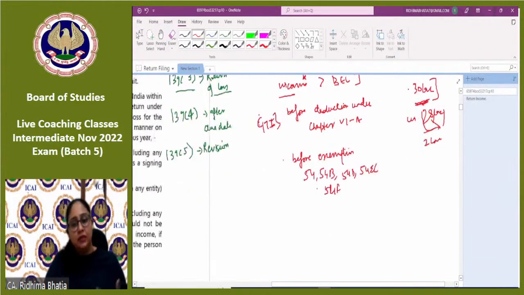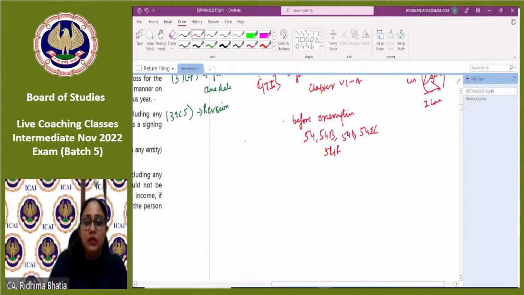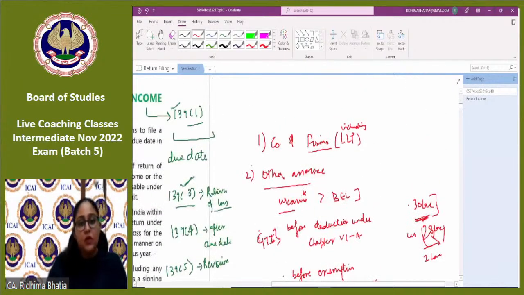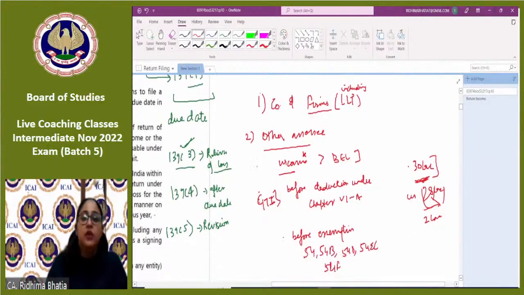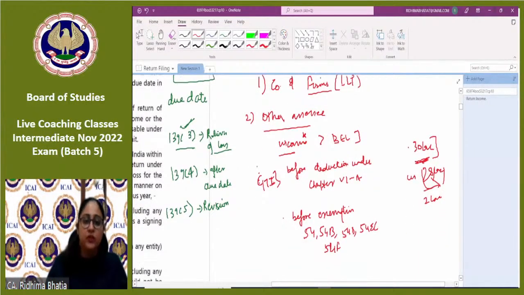Later, as and when things got more on a global level, the resident side, all of these things, the government added odd provisions as well. So first is companies and firms, that they have to file the return of income. Then other assessees, when they have income more than the basic exemption limit, they have to file the return of income.